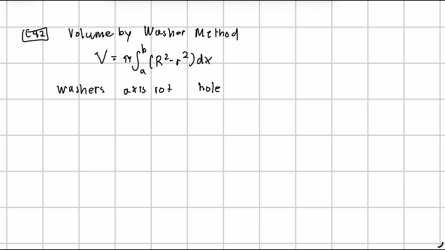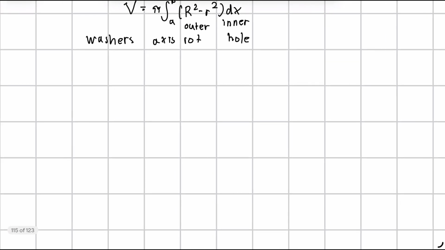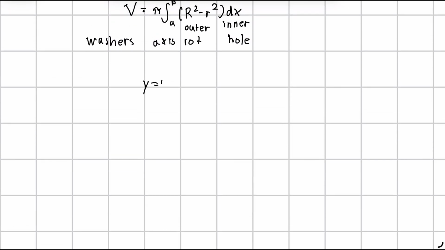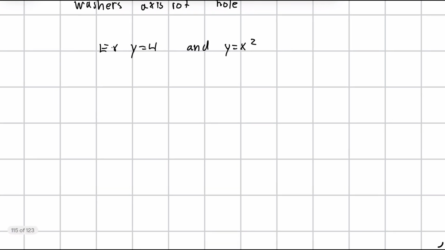First of all, you need to know that big R is going to be the outer radius, and small r is going to be the inner radius. Then you're going to square both, and then you're going to integrate. So let's say we want to find the volume from rotating the region between y equal to 4 and y equal to x squared, on the interval 0 to 2, about the x-axis.